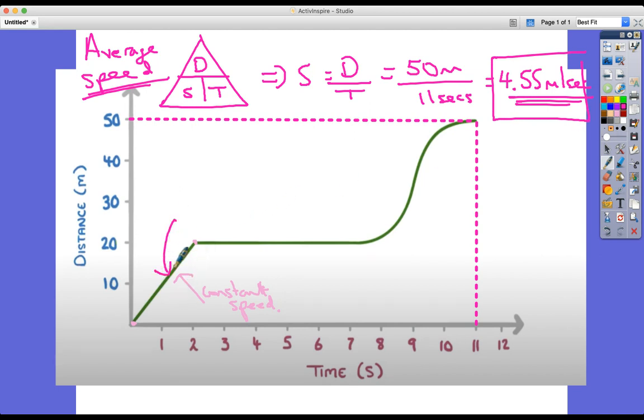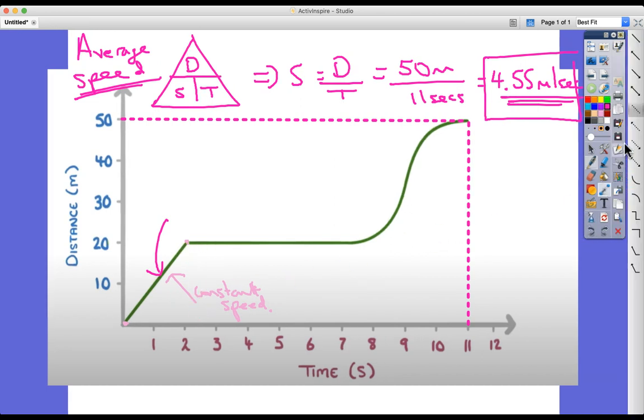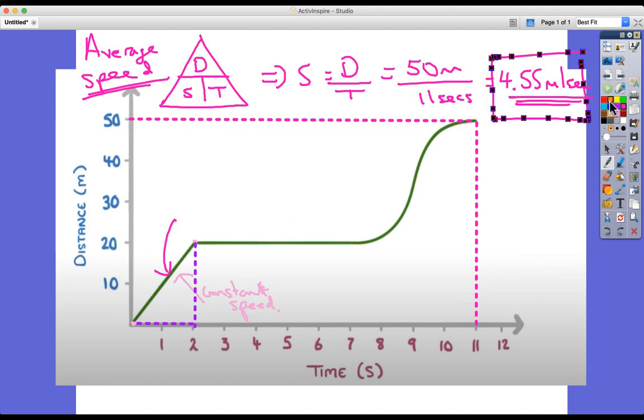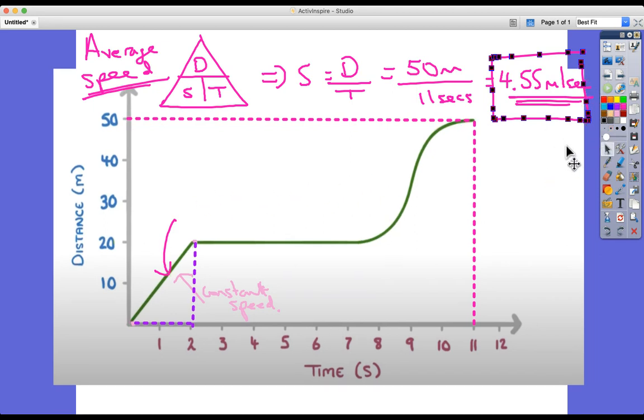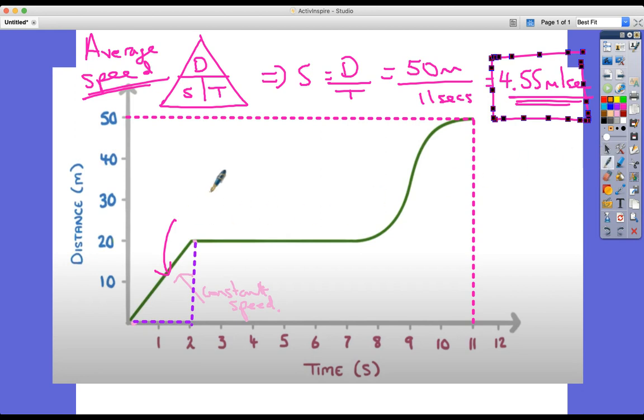The speed is distance divided by time. Here, the distance covered is 20 meters and the time taken is 2 seconds. Hopefully that's quite reminiscent of something that we have done in the past, which is rise over run.